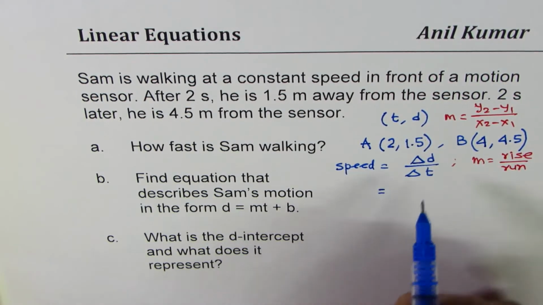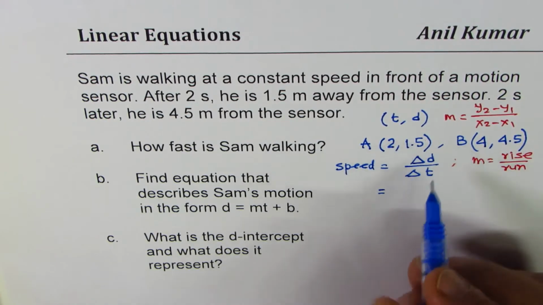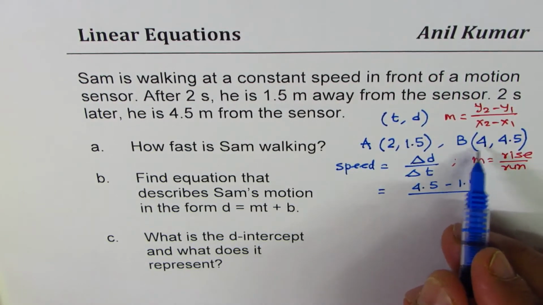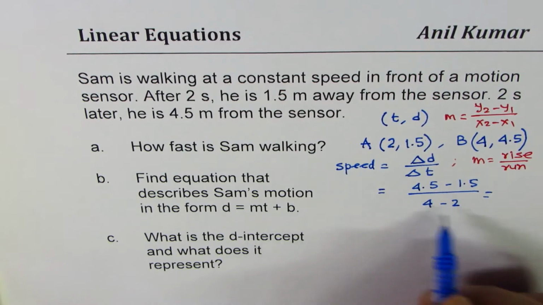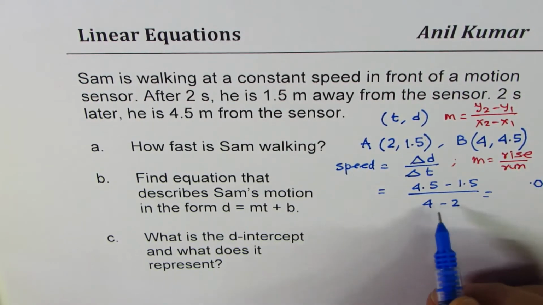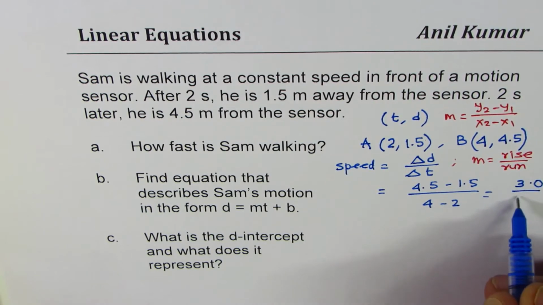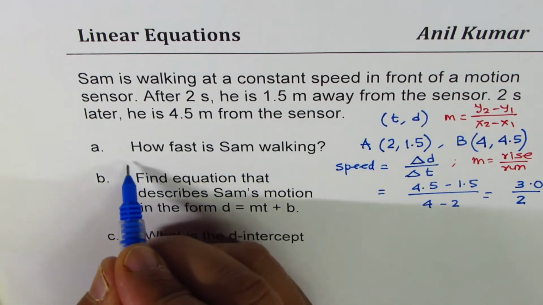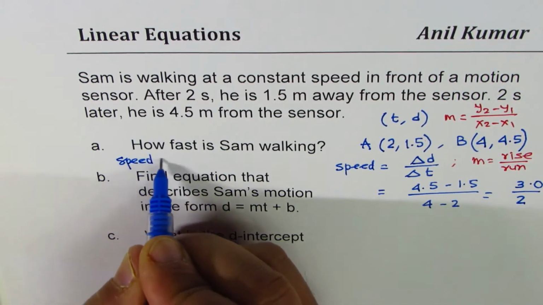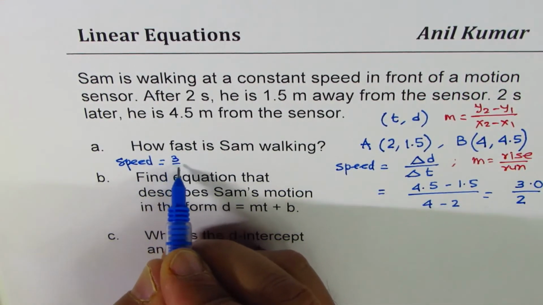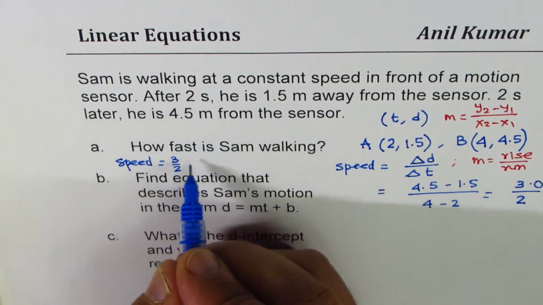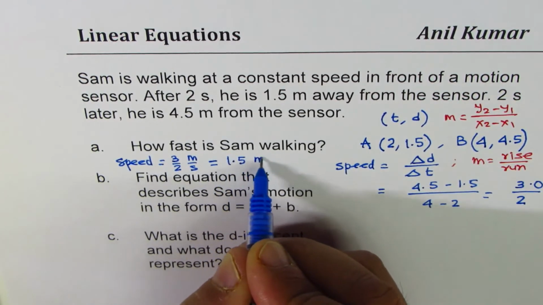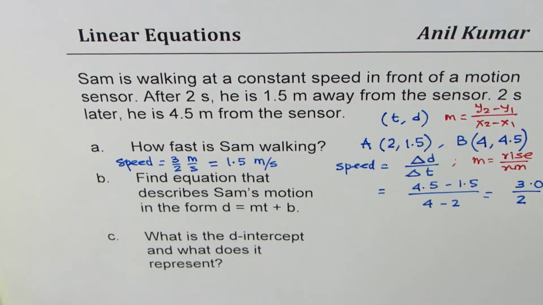So we can now find the speed as change in distance. So final minus initial, it is 4.5 minus 1.5, over time, 4 minus 2. That is how you could do it. Now 4.5 minus 1.5 is 3, and 4 minus 2 is 2, right? So that gives you 3 over 2. So let's write down how fast Sam is walking. So we can say speed is 3 over 2. Units are important, meters and seconds. So meters per second, which you could also write in decimals, 1.5 meters per second, right? So I hope that makes sense.